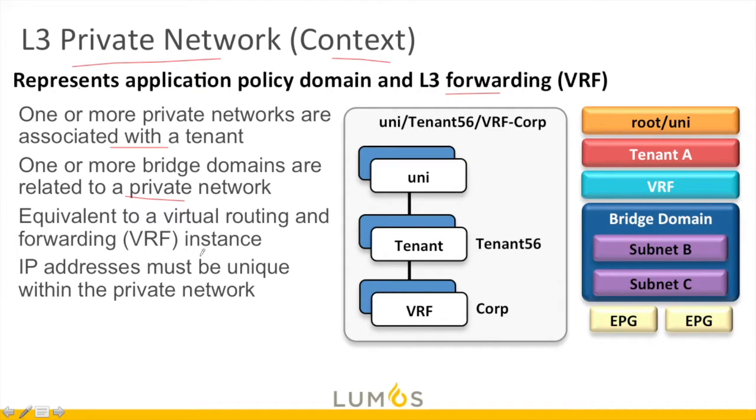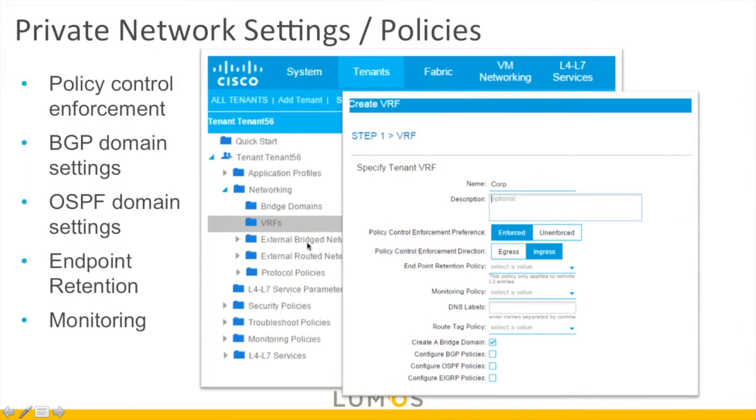It's equivalent to a virtual routing and forwarding (VRF) instance, and IP addresses must be unique within the private network, but they can overlap outside. So Coke and Pepsi can use the same address space. If Coke has Coke and Diet Coke as two different VRFs, we can overlap IP space there as well. Doesn't necessarily mean it's a good idea, but it's possible.